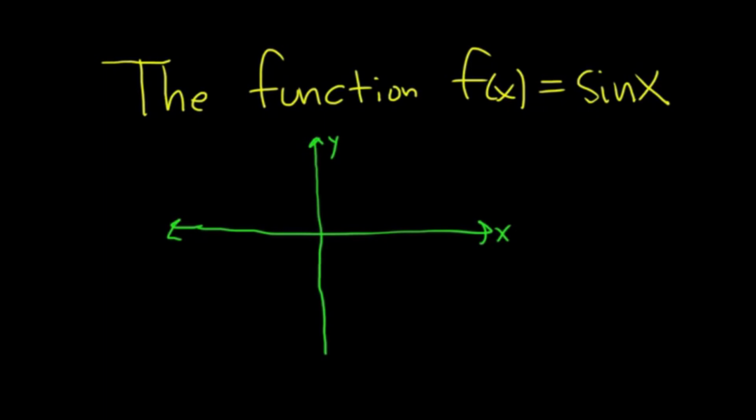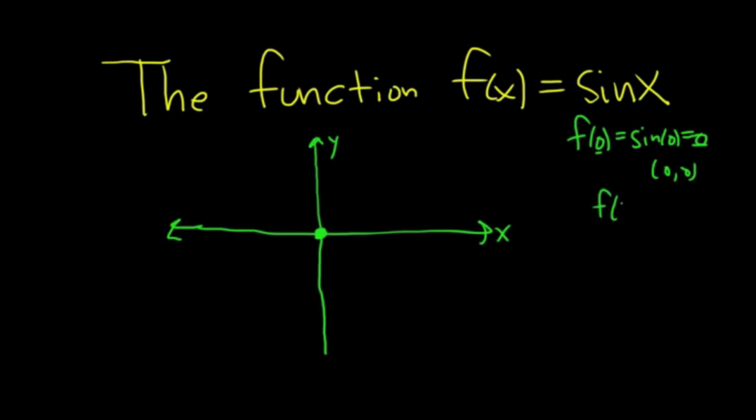You can use values of the unit circle to graph this. The sine of 0 is 0, so you know it starts at 0, 0, because if you plug in 0 here, you get sine of 0, which is equal to 0. So you have the point 0, comma 0. The sine of pi over 2 is 1.